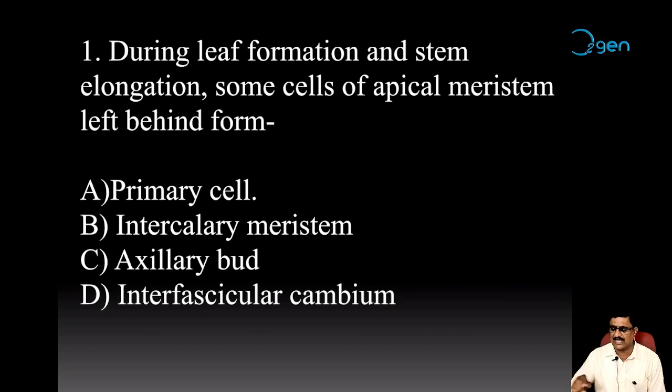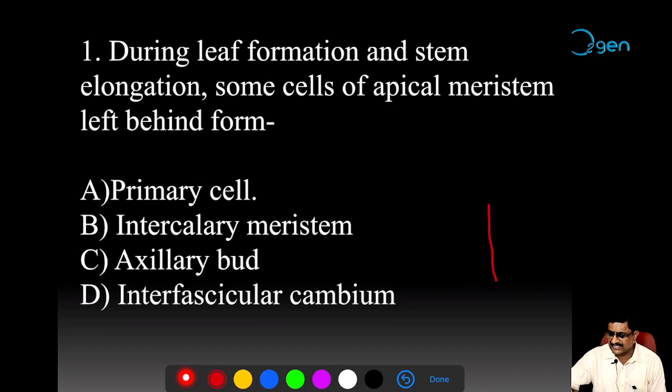Such axillary buds may develop into side branches in the future. When the apical bud is damaged, they help in the development of lateral branches. So option C is correct, axillary bud.